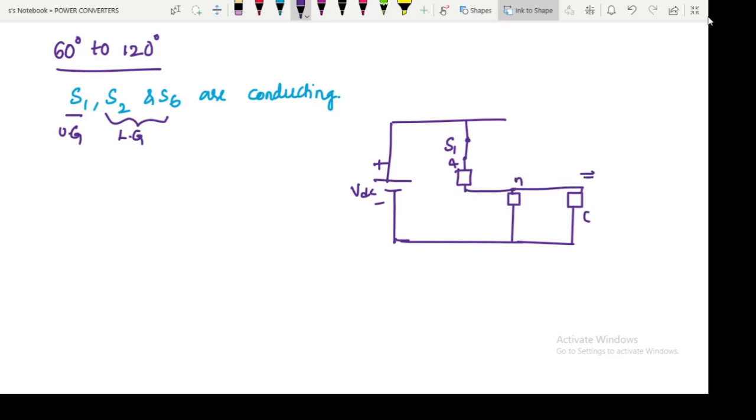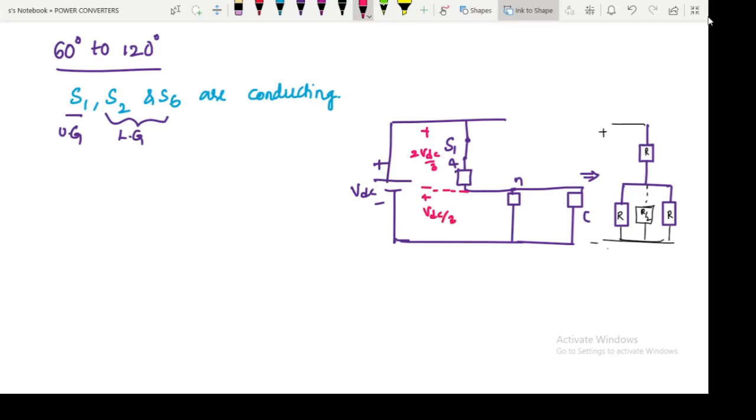If you rearrange this, there will be one resistor on the upper side, and two resistors connected in parallel below. Let us say they have the same resistance R, R, R. The two parallel resistors on the lower side have an equivalent resistance of R by 2. So the voltage distributes like this: 2 VDC by 3 on the upper side and VDC by 3 on the lower side.